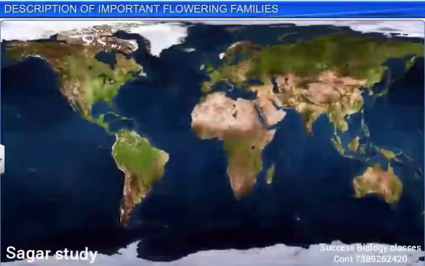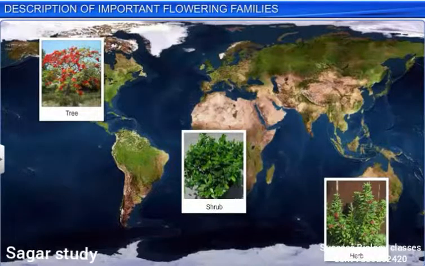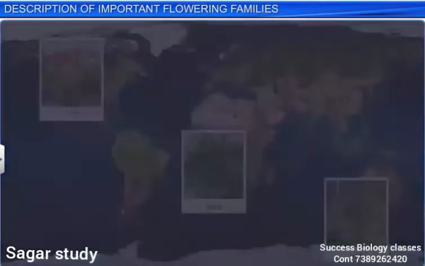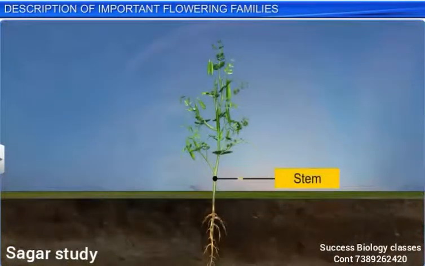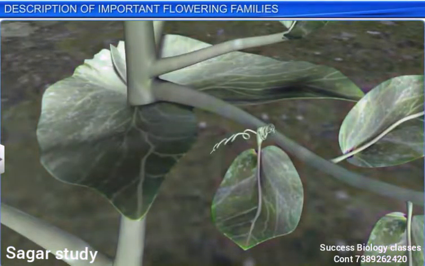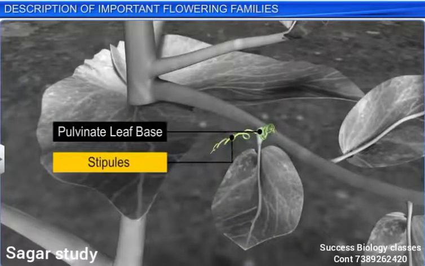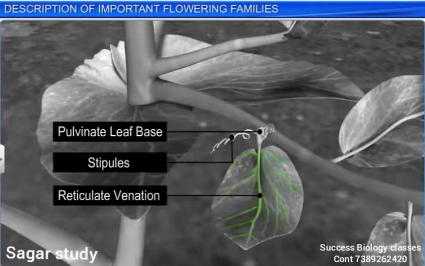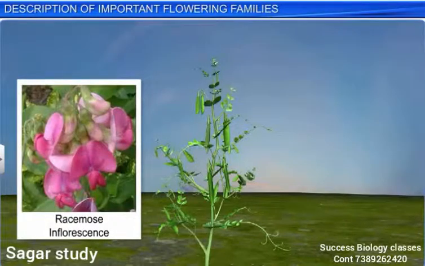Plants belonging to this family can be trees, shrubs or herbs, and are found all over the world. The roots of these plants have root nodules, and their stems are erect or are climbers. Their leaves are alternate and may be simple or pinnately compound. Moreover, the leaf base is pulvinate with stipules and the leaves have reticulate venation. The flowers are arranged in racemose inflorescence and are bisexual and zygomorphic.